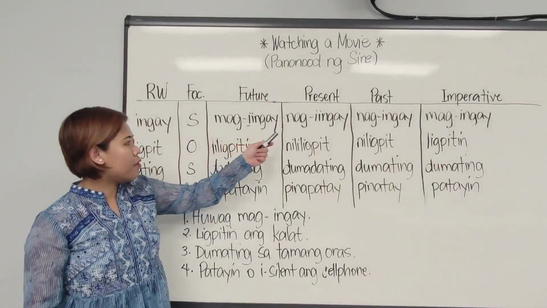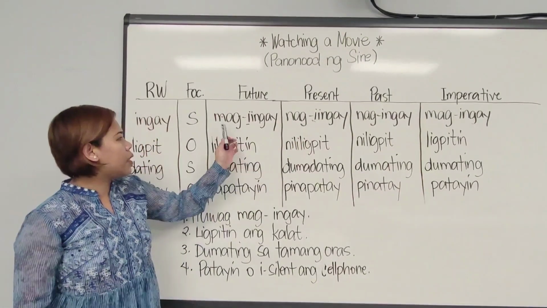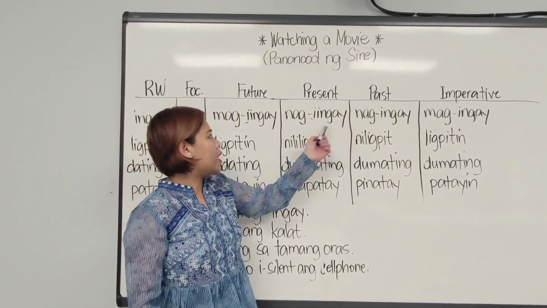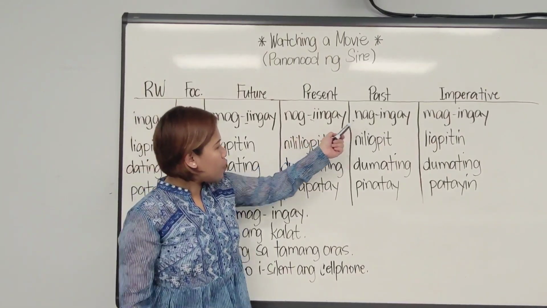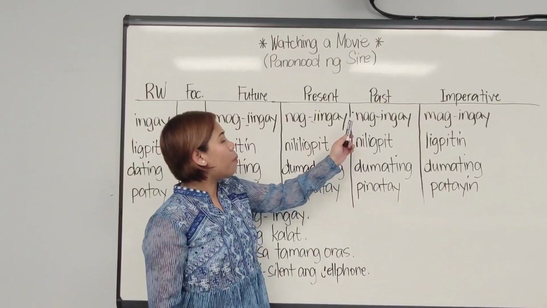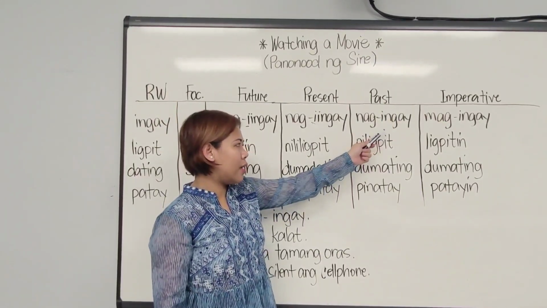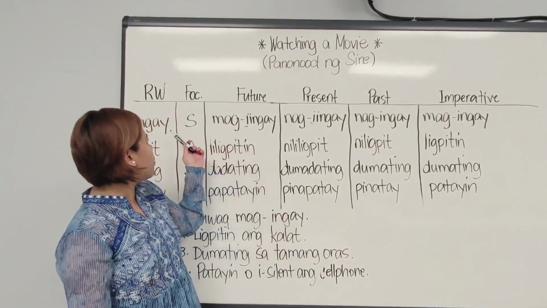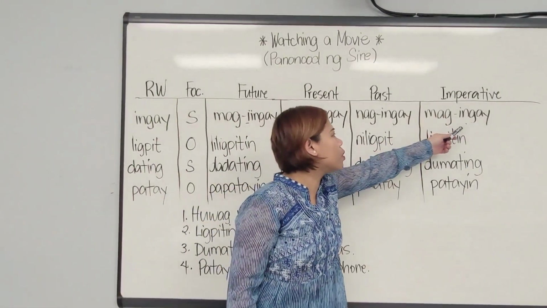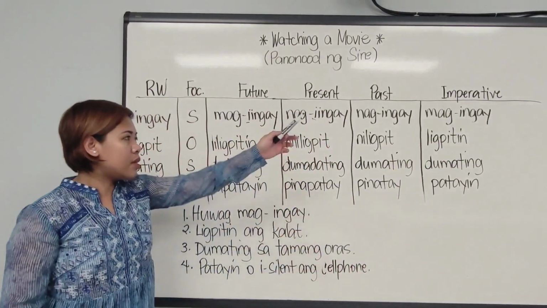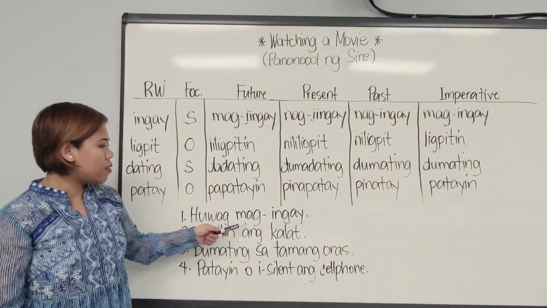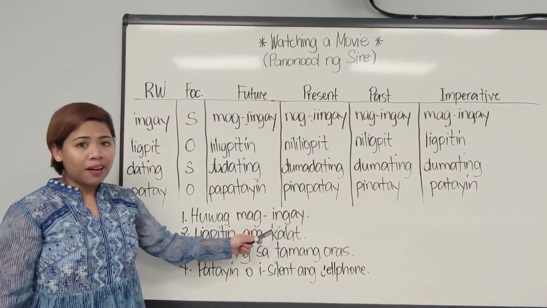The present tense, mag will become nag. And then we repeated the first syllable still. Then it'll become nag-iingay. Past tense, we keep the nag, but we did not repeat the first syllable, just the root word, ingay. So past tense will be nag-ingay. And now the imperative form will become mag again, the prefix mag, and then the root word ingay, mag-ingay. So in the imperative form or the command form of the verb, we use mag-ingay, huwag mag-ingay.